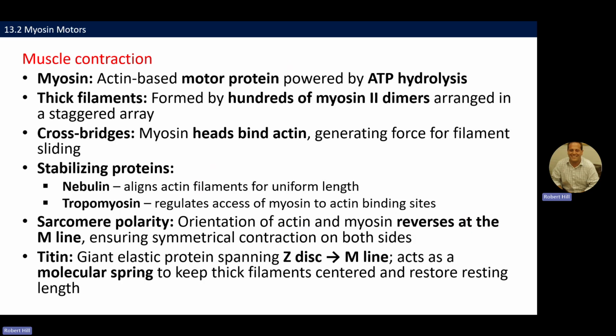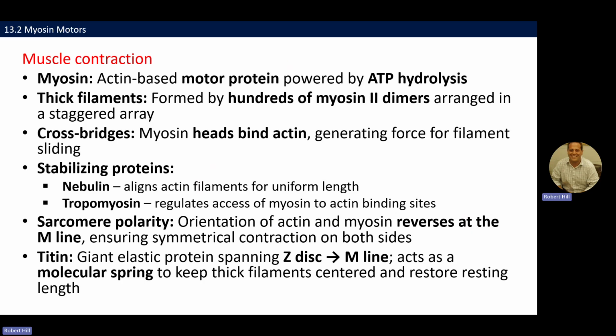So nebulin aligns the actin filaments to maintain a uniform length. Remember I said they don't change length. So nebulin kind of gives it some additional integrity so that it doesn't change length. And also tropomyosin, another important protein, is important in regulation as it regulates myosin's access to actin binding sites. So think of tropomyosin as sitting there blocking. It blocks and prevents the myosin head from latching onto the actin. Right? The orientation of filaments is reversed at the M line, and that's what produces the symmetrical contraction.